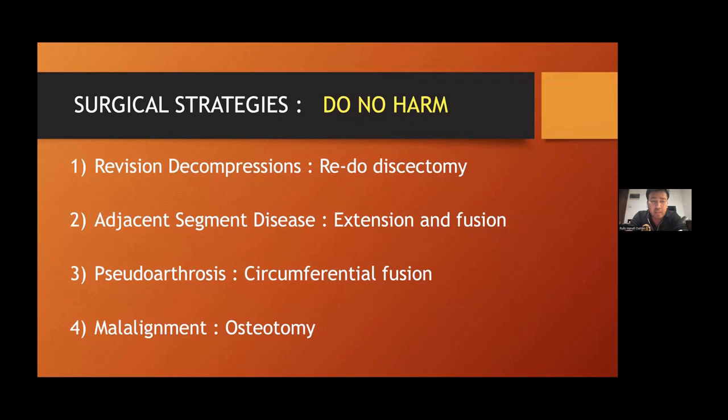And if the problem is second adjacent segment disease, it means there is more than one level of the disc involved in the patient. So if the first surgery did not include fusion, then the second surgery must include the fusion and extension of the fusion itself. We must include the adjacent segment. And actually, I mean, it's also with discectomy, of course.